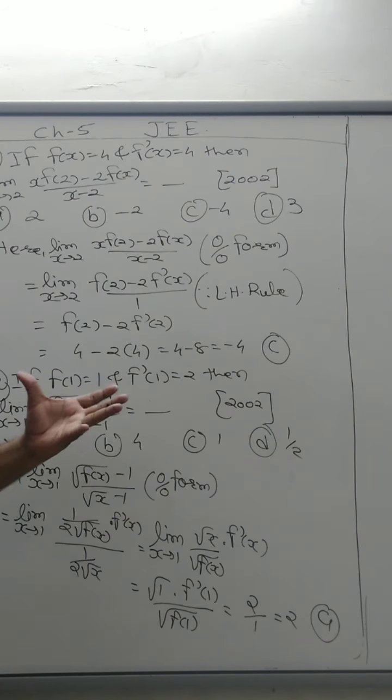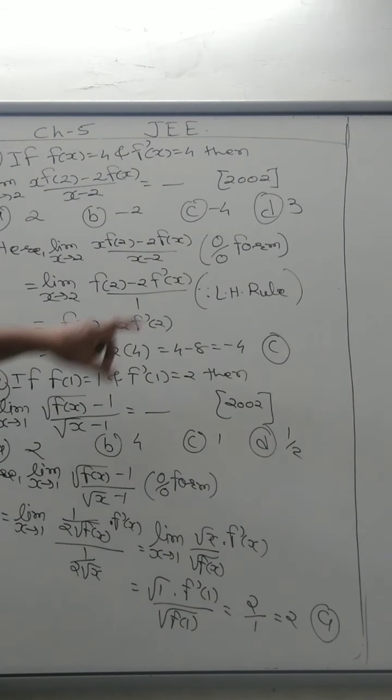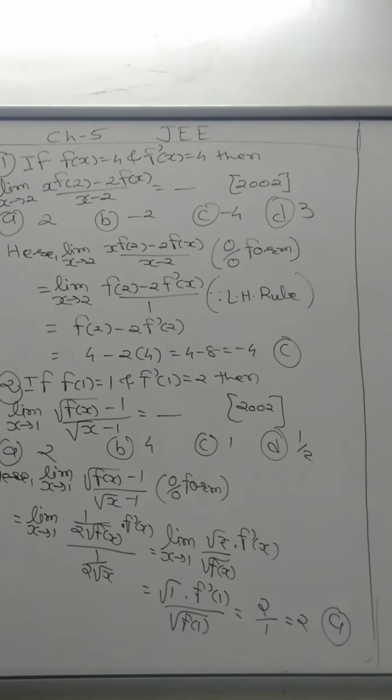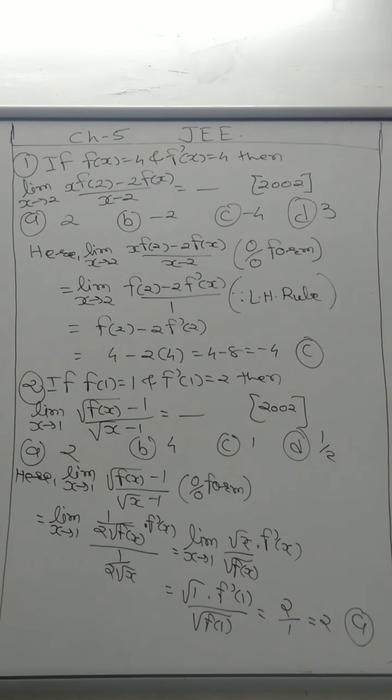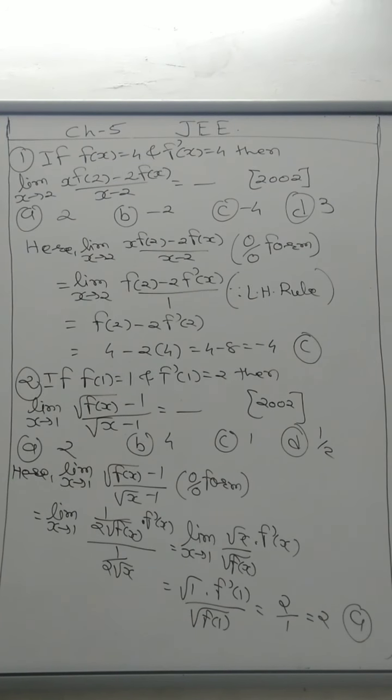This is very important for finding the limit of the 0 upon 0 form. So remember this very carefully, and this is a very easy method to understand this question. Then we go for the next one.